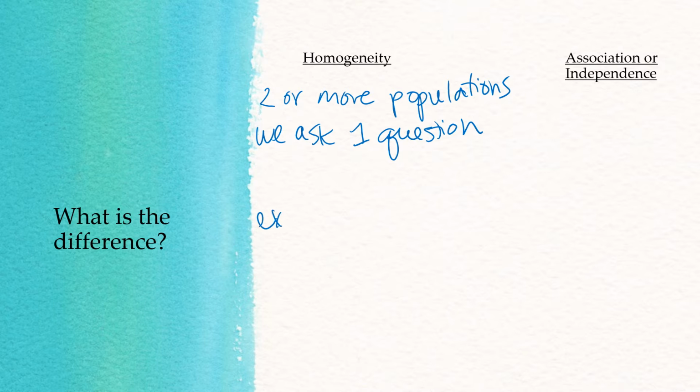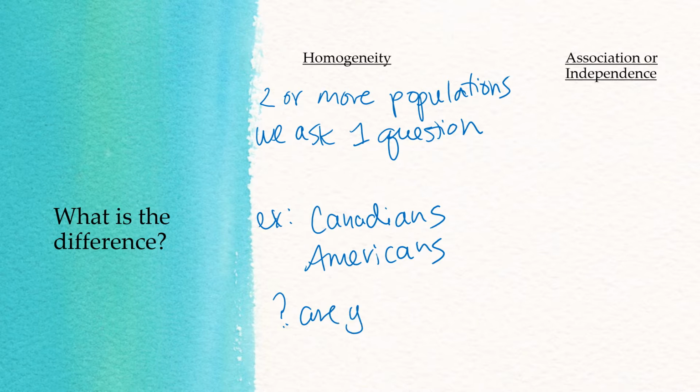So for an example, I have a group of Canadians and a group of Americans, and I ask them the question, are you left-handed? Two distinct and separate populations that I've each randomly sampled, and I asked them one specific question, are you left-handed? So what we're trying to get at with a test for homogeneity is, are these two populations the same in regard to this one question?